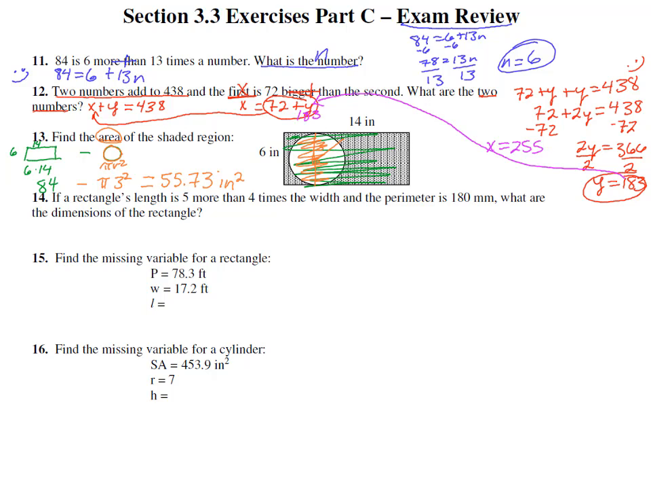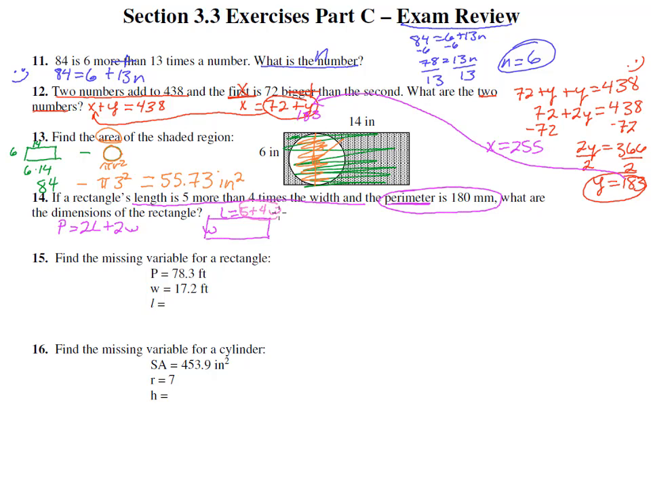Number 14. If a rectangle's length is 5 more than 4 times the width, and the perimeter is 180, what are the dimensions? So we have a rectangle, and we're going to use the formula for perimeter, which is perimeter equals 2 length plus 2 width. We better draw out what the information tells us. We have the width here, and it says that the length is, what is that length? It is 5 more than 4 times the width.